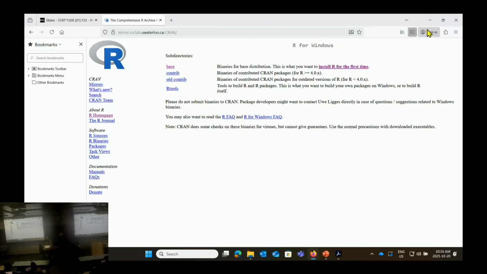Okay. So once again, the main reason you want to install R is because you use it in all the stats courses. We use it in 2040, 2050. We use it in all the other stats courses. It's worth your time to install it.